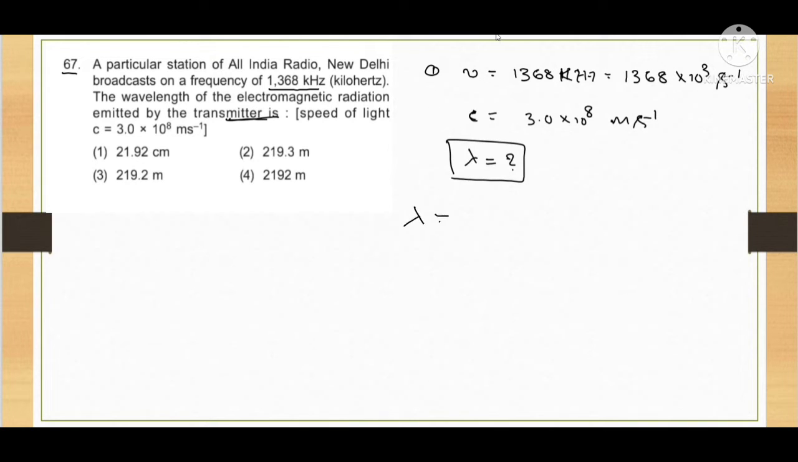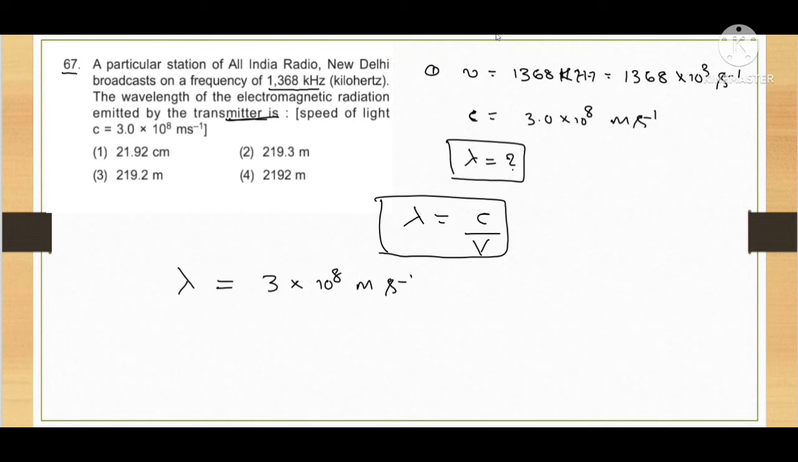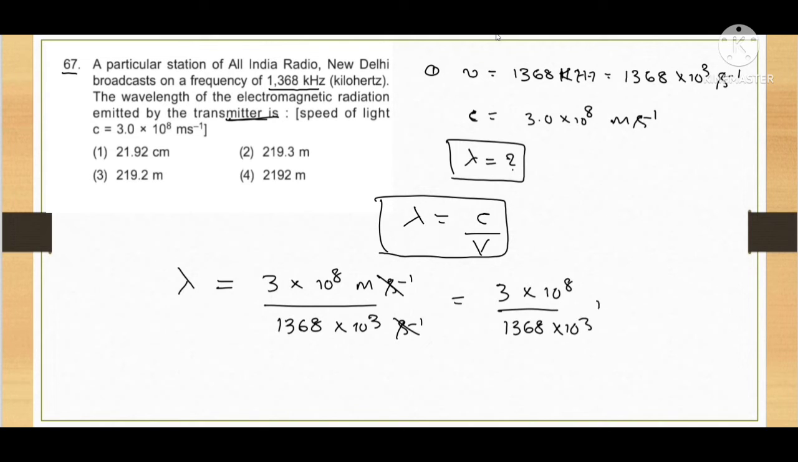We know that the relation is lambda equal to c by nu. You can directly substitute these values in the given formula. It gives rise to lambda equal to 3 into 10 power 8 meters second inverse by 1368 into 10 power 3 second inverse. Second inverse cancel. You will get 3 into 10 power 8 by 1368 into 10 cube meter.